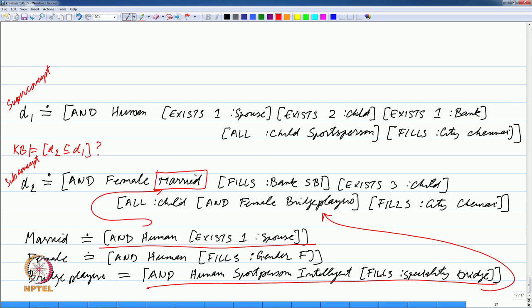So, once we have done that, let us see whether structure matching allows us to say that D 2 is subsumed by D 1, or D 1 subsumes D 2, or D 2 is a subclass of D 1, or D 2 is a subcategory of D 1. All these are different ways of saying the same thing. So, what this says is that for every component you must have a corresponding component.